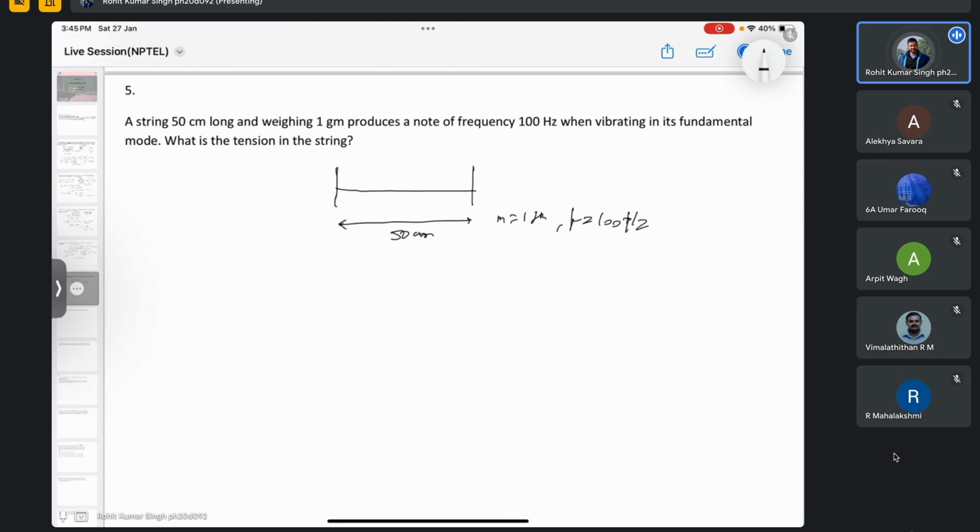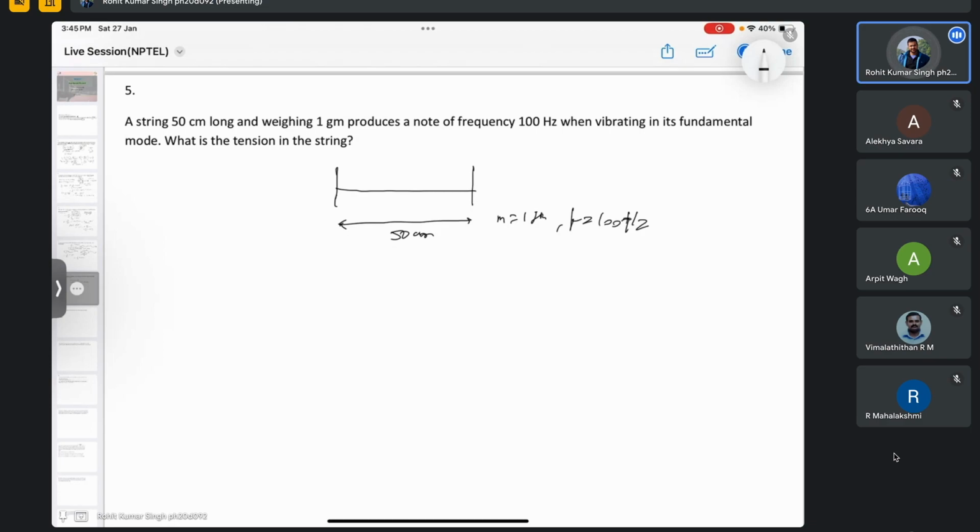All of you must have seen that when you take a string and you strike it, like in a guitar, it produces a note, right? And it has some frequency. So suppose this is a guitar string, 50 centimeter long, and when you pluck it, it produces some sound, right? And the frequency of the sound is 100 hertz. Okay, and it is given that this note is when it's vibrating in its fundamental mode.